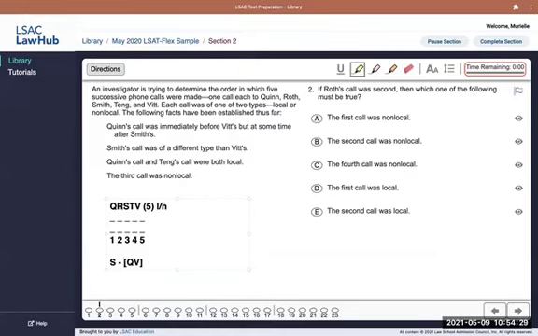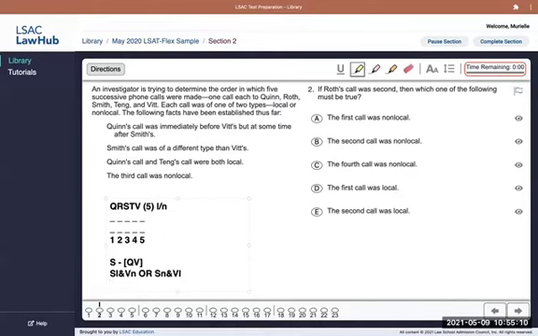All right. So second rule, Smith's call was of a different type than Vitt's. Okay, so Smith and Vitt, 2 different types of calls. That means we have 2 options. Either Smith is local and Vitt is non-local, or Smith is non-local and Vitt is local. So we could show those 2 options, right? We have Smith local and Vitt non-local, or we have Smith non-local and Vitt local. Okay, so that's rule 2.